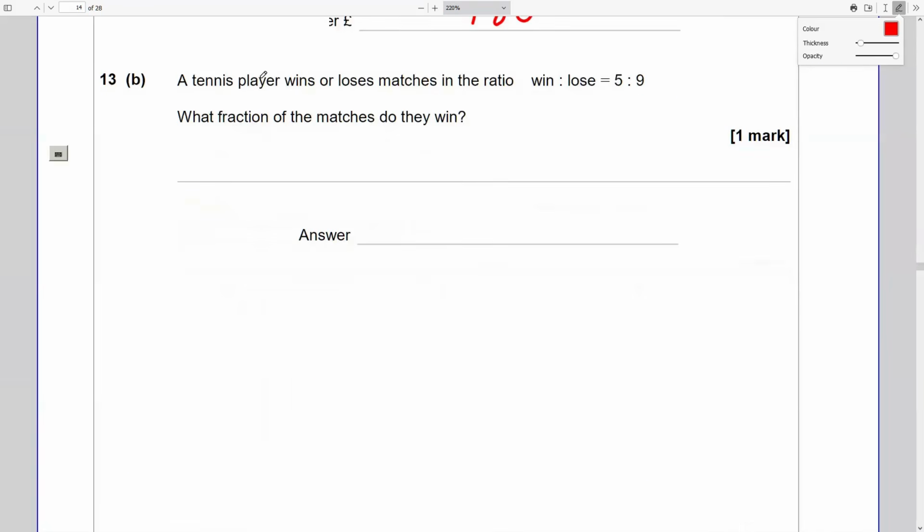Yeah. The tennis player wins or loses matches in the ratio of win to lose of 5 to 9. What fraction of the matches do they win? So this is, again, you've got to work out how many parts we've got. We'll add them together. 5 and 9 is 14. So it's 14 games in total. That's one way of looking at it. 5 of them are won, 9 of them are lost. What fraction of the matches are won? It's 5/14. And it doesn't cancel down.